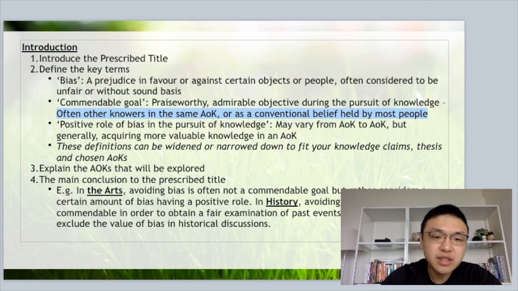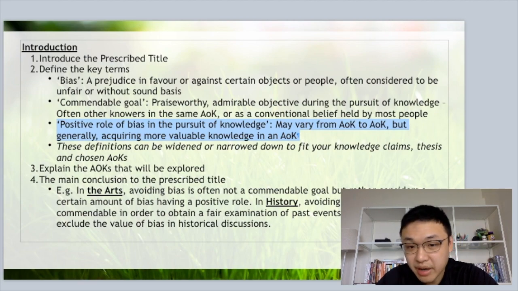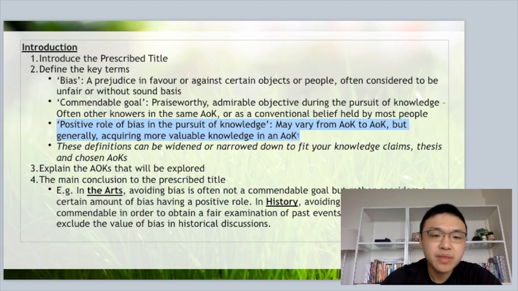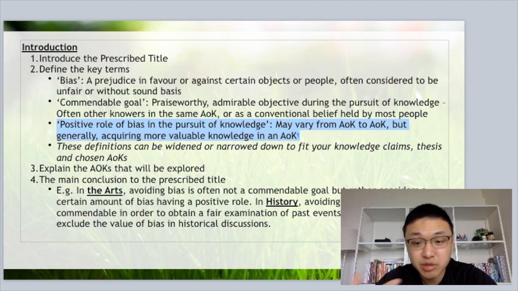Then you can define the positive role of bias in the pursuit of knowledge. This may obviously differ from area of knowledge to area of knowledge. It's different in different areas of knowledge. But if bias can help acquire more valuable knowledge, then one can argue that bias plays a positive role. This is what I would say.